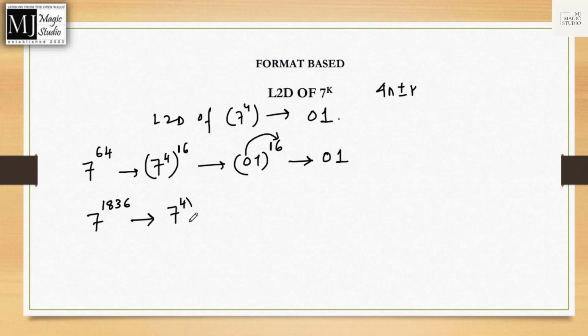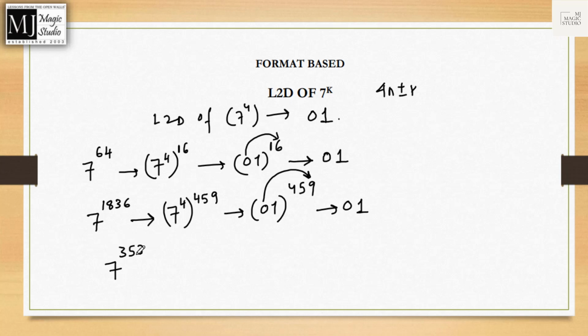So I know that I need to go for 7 to the power 4 groups. 4, 16, 23 would be 5, 36 is 9. Confirmed. Again 01 to the power 459. 0 into 9 is 0 and then again 1. Bingo. Again one more. 7 to the power 353. Pause and give it a try.